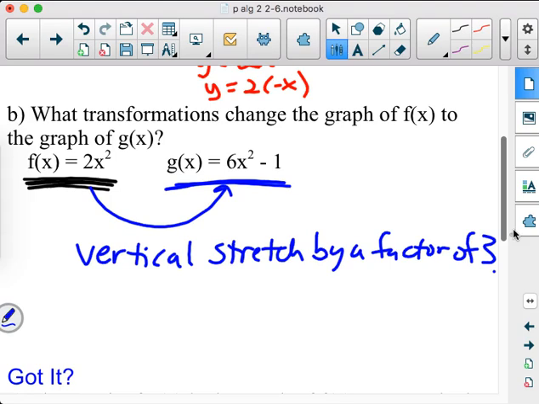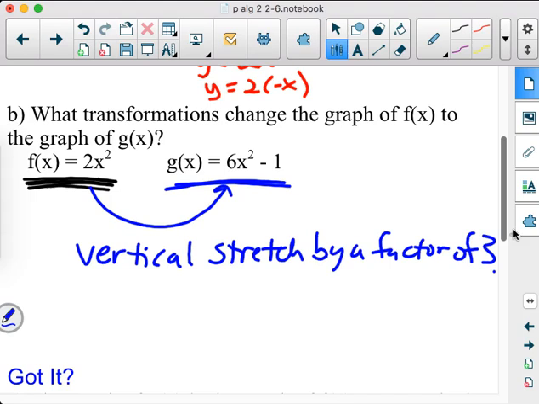Now, in Algebra 2, we are not going to talk about horizontal stretches or compressions. That's strictly pre-calculus, college algebra pre-calculus level. So all of ours are going to be vertical stretches or compressions. Because that was multiplying by a 3, and a 3 is bigger than 1, that's going to be a vertical stretch.